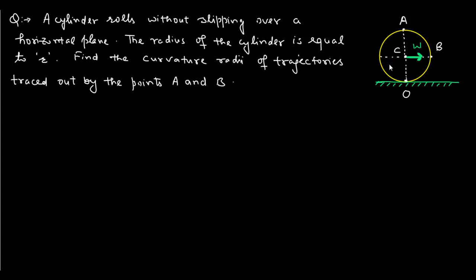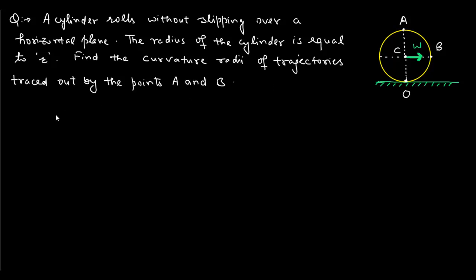So here we have this cylinder, and this is the center of the cylinder C, and let it be accelerating with acceleration W. It is given. Clear? So what we have to find out? We have to find out the trajectory curvature of this point A and of this point B.